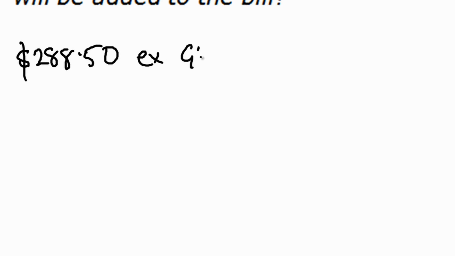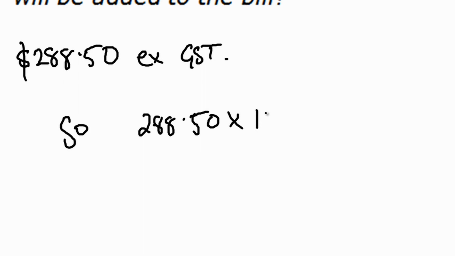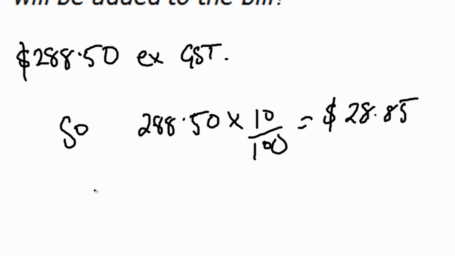Get your $288.50 and we times it by 10%. So we end up getting 288.5 times 10 divided by 100, and when we work that out we get $28.85. Okay, so that's a pretty easy one.